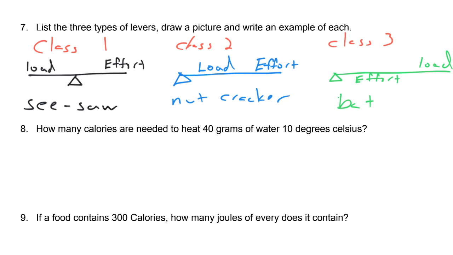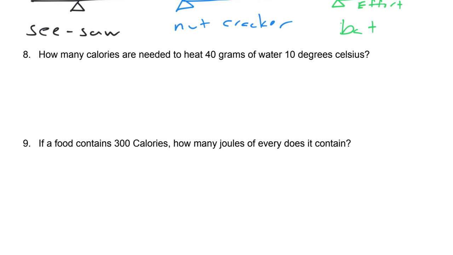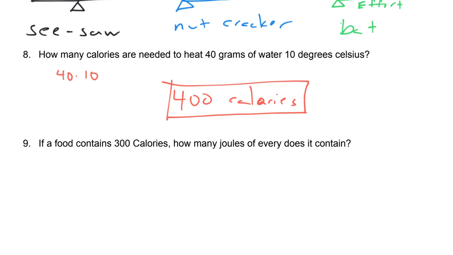All right, number 8, how many calories are needed to heat 40 grams of water 10 degrees Celsius? It's as simple as this, 40 times 10. So 400 calories. This is the definition of a calorie, it's the energy needed to raise 1 gram of water 1 degree. So 40 grams, 10 degrees would be 400 calories.